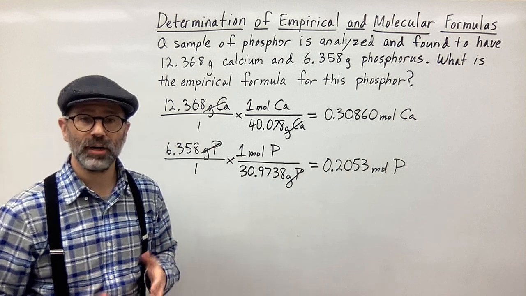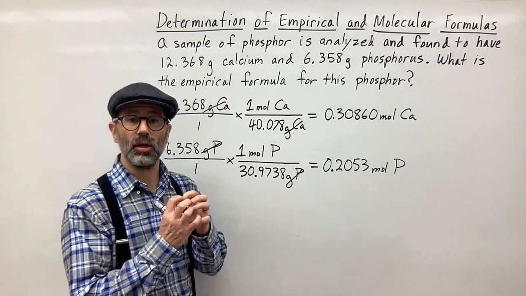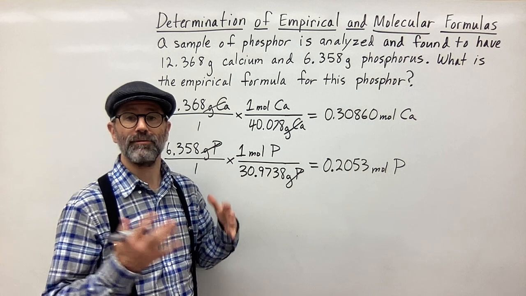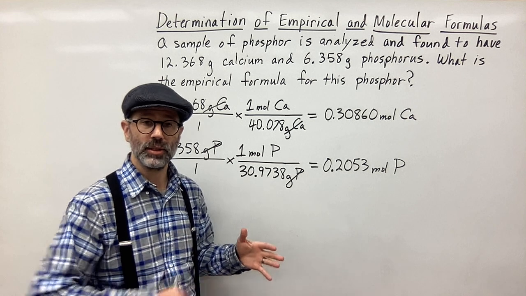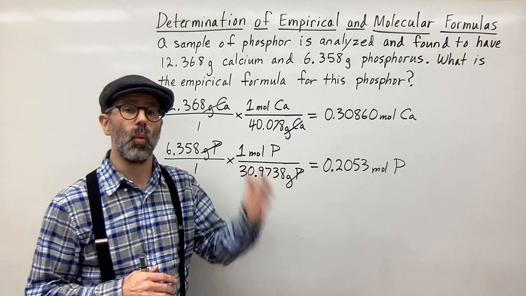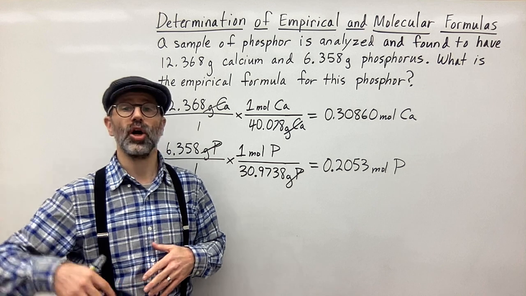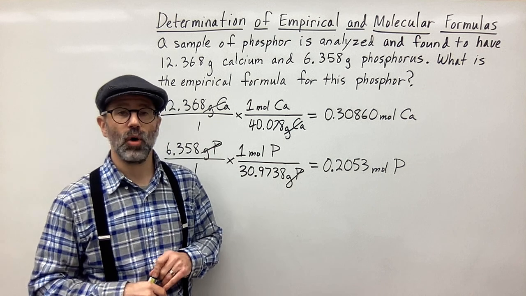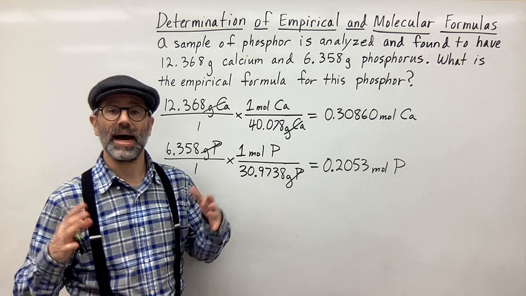Now, the way you want to figure out the mole ratio is to take the smallest mole amount that you have from the elements and divide them all by that amount. The reason for this is because you want to get a ratio of 1 to some number either equal to 1 or larger than 1. So you're going to take the smallest one and divide everything by that smallest one.